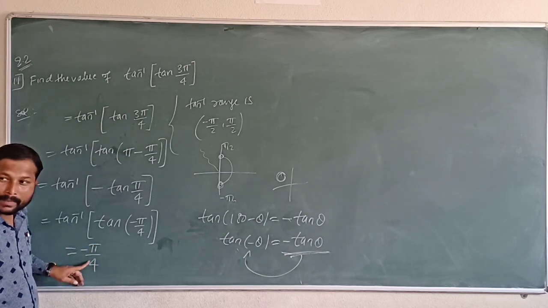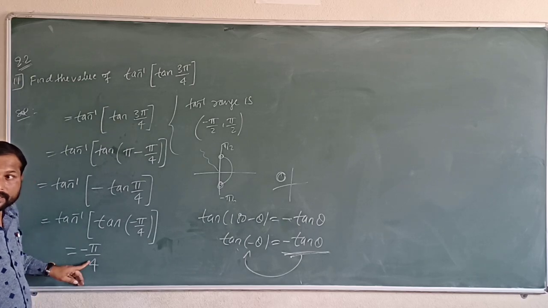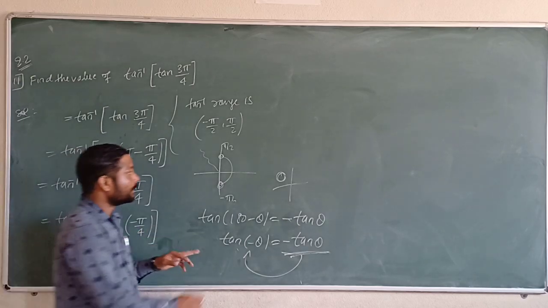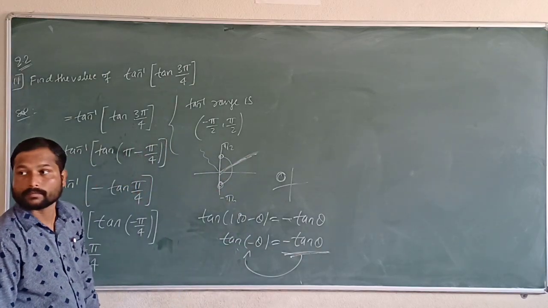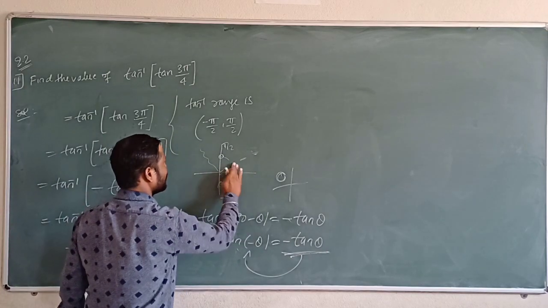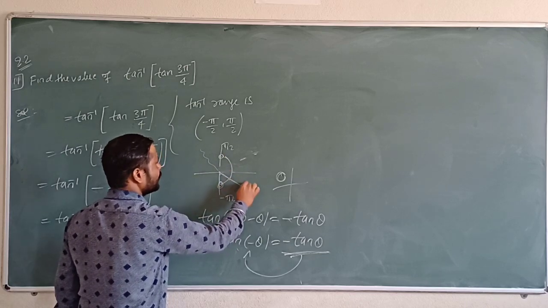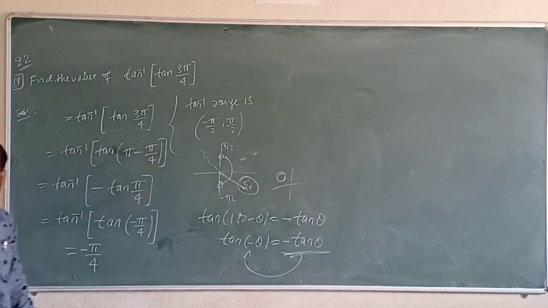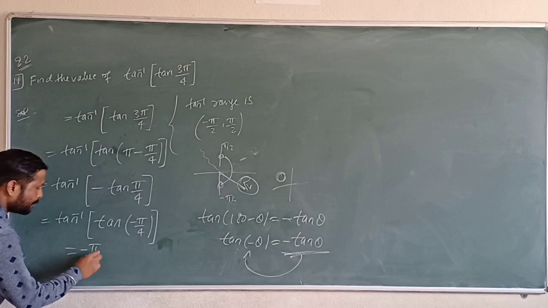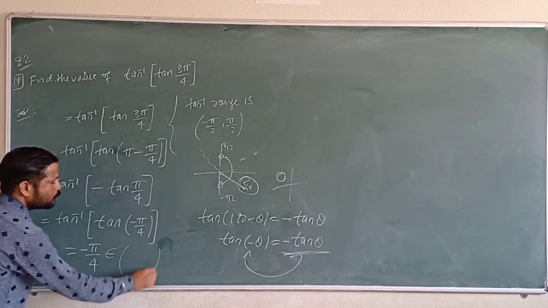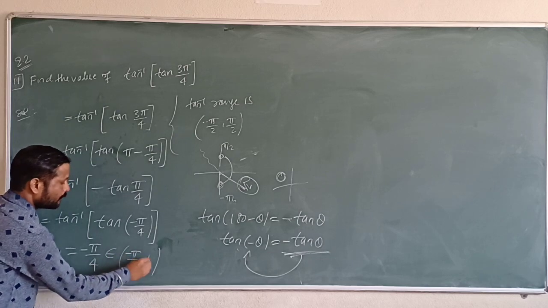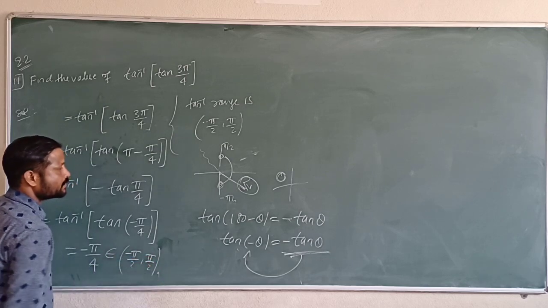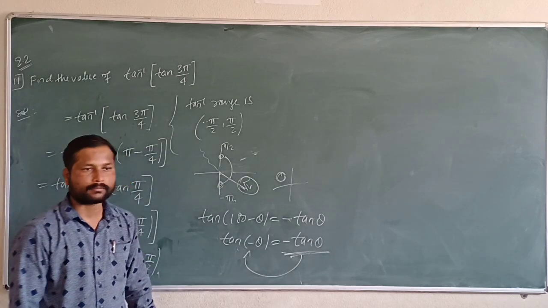Minus pi by 4 means minus 45 degrees. Does this lie inside the range? Minus 45 lies in the fourth quadrant. Therefore minus pi by 4 belongs to the tan range, the open interval minus pi by 2 to plus pi by 2, and that is the answer.